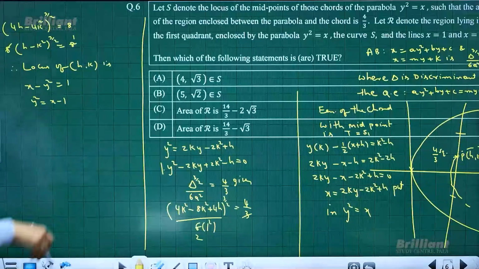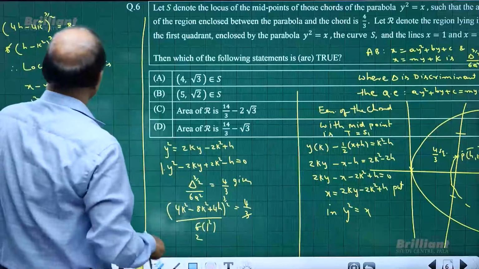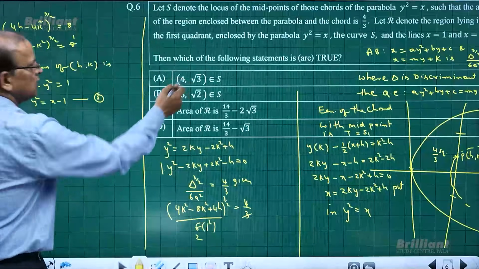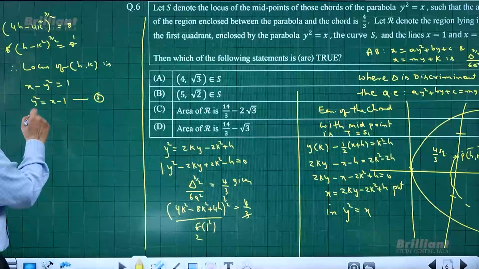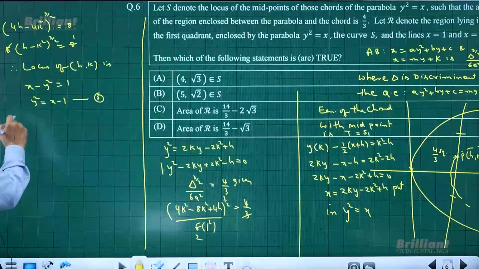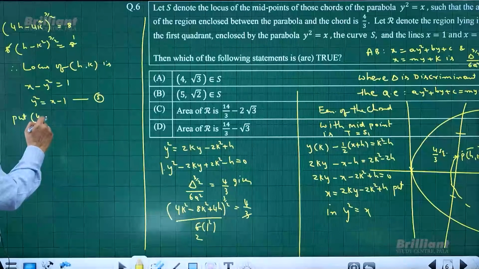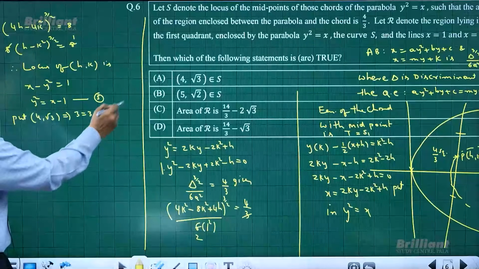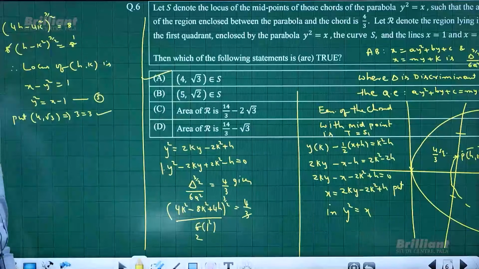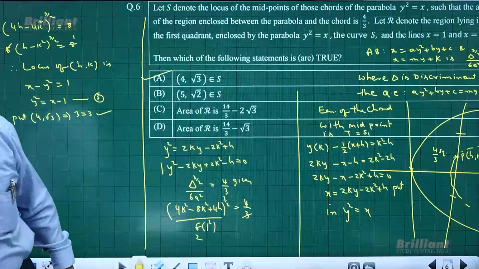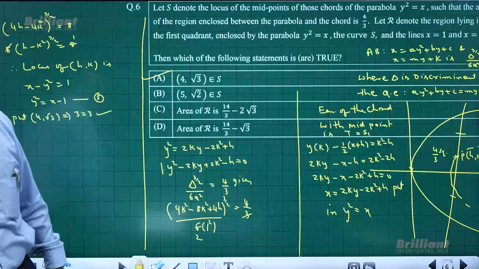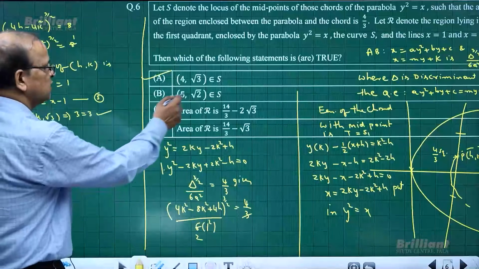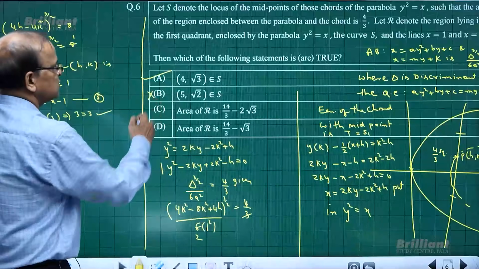This is again a parabola. So yes, if you put the points in this, this is S. Substitute here, 3 was satisfied, right? Put 4 comma root 3, yes. So this is 3 is equal to 3, satisfied. So A is correct, right? Now you can take 5 comma root 2, no, this is not satisfying. This is 2 is equal to 4, this is not.